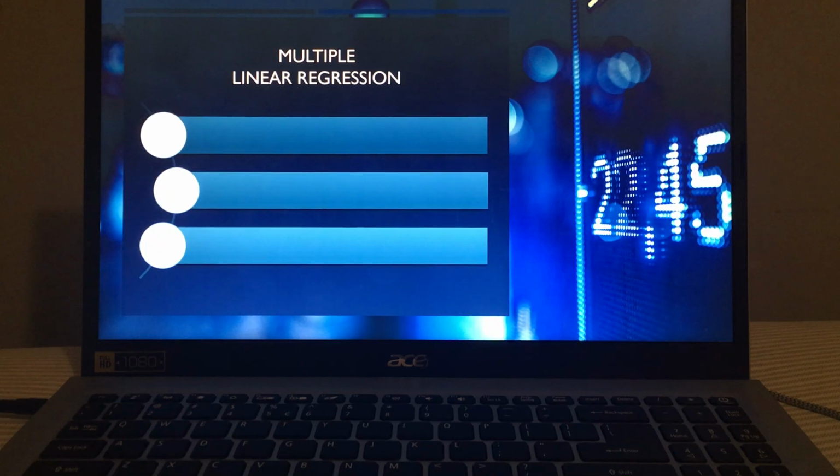So the simple linear regression model that we've discussed up to this point assumes that there's a single predictor variable, okay? So it assumes that there's a single predictor variable that you're interested in, and in that case it was the sleep variable, okay?